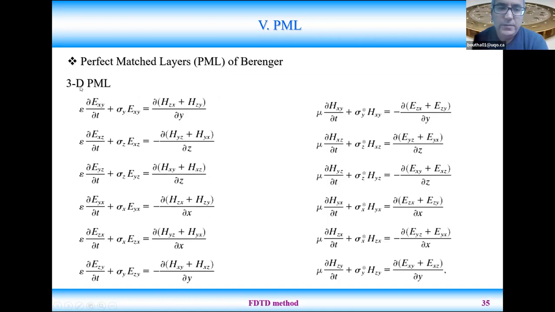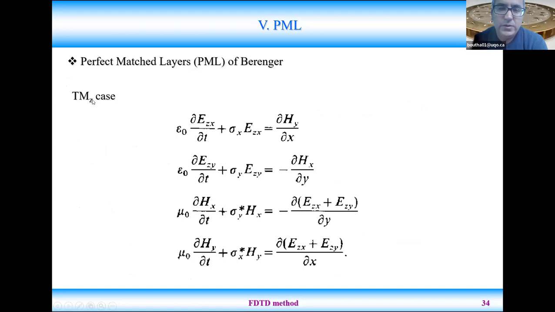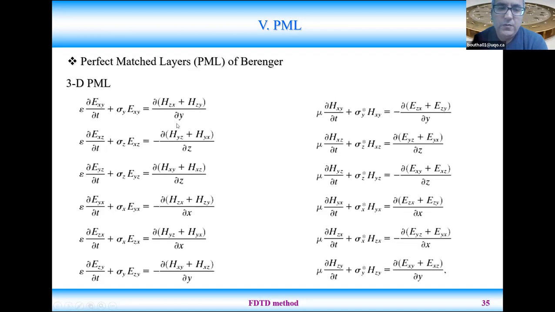If we have a 3D PML, so this one is TMZ, the other one was TEZ. For TMZ, we split the EZ. For TEZ, we split HZ. But now for 3D, we're going to split all the electric components and magnetic components. So EX is split in EXY and EXZ. And the same thing for all of the other ones. HZ is split, etc. HY, etc. So instead of having six partial differential equations, we have 12 partial differential equations. That's a PML for a 3D problem.